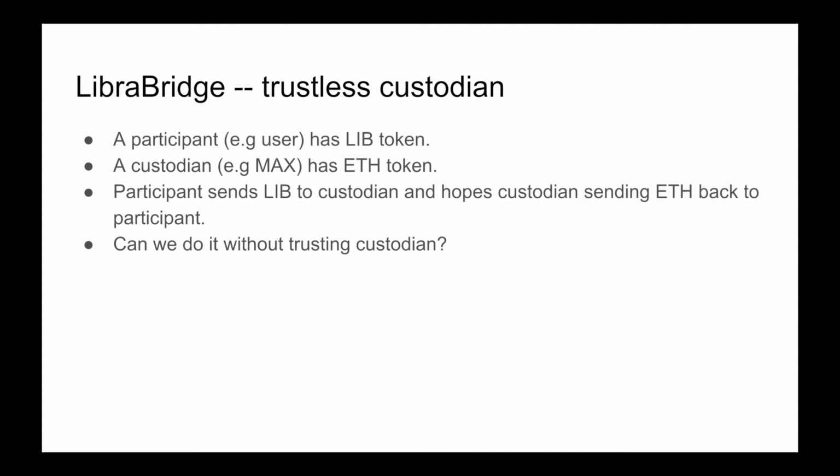In order to perform the swap, the easiest way is that the participant transfers Libra token to the custodian and hopes the custodian also transfers Ether back to the participant. If the custodian misbehaves by not sending Ether back, or there are some unexpected interrupts during the transmission, the participant will suffer losses. In this scenario, can we achieve it without trusting the custodian?